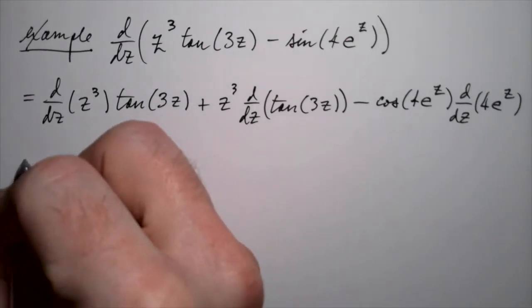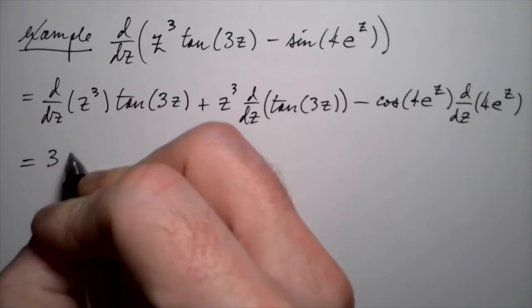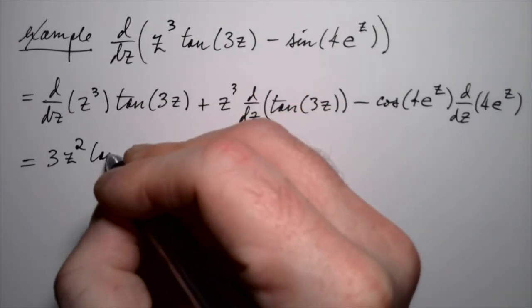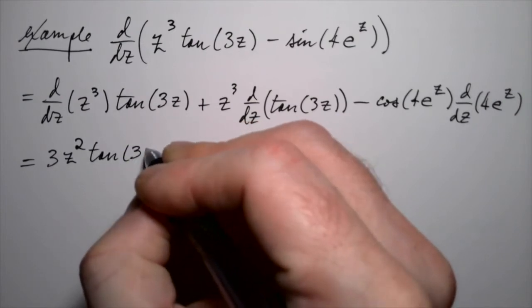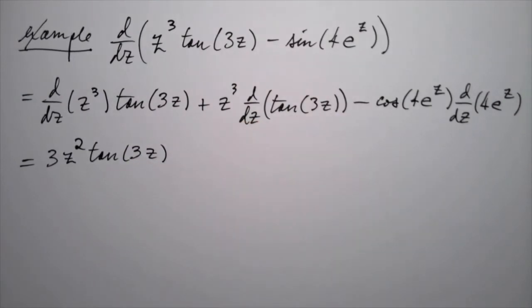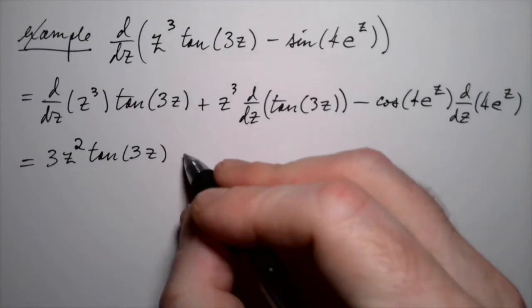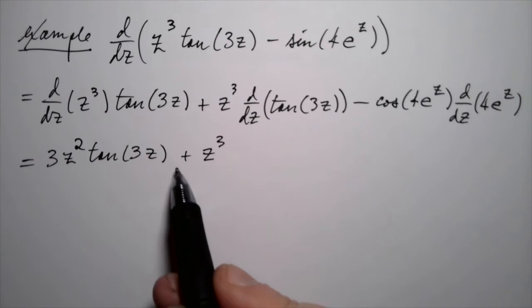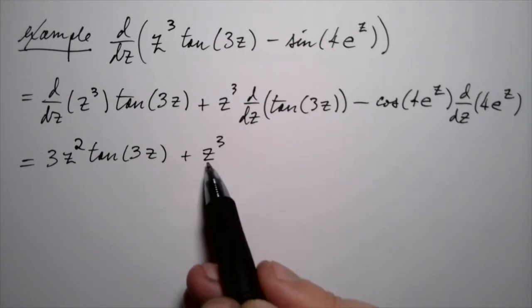Alright, next up, let's take these derivatives. Z cubed, that seems easy these days. We're doing such complicated functions. When we get to do just a basic old power rule, things are super simple. Okay, moving along. That 3z squared times the tangent's left alone. Z cubed is just itself.